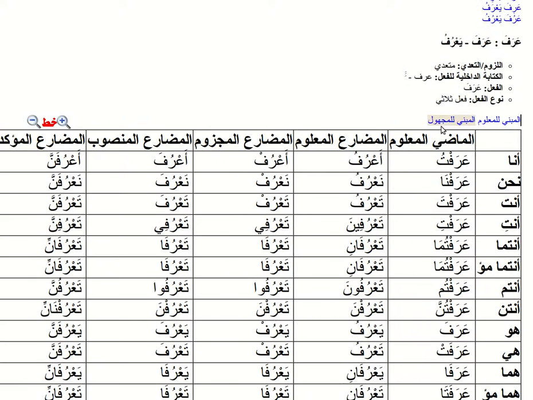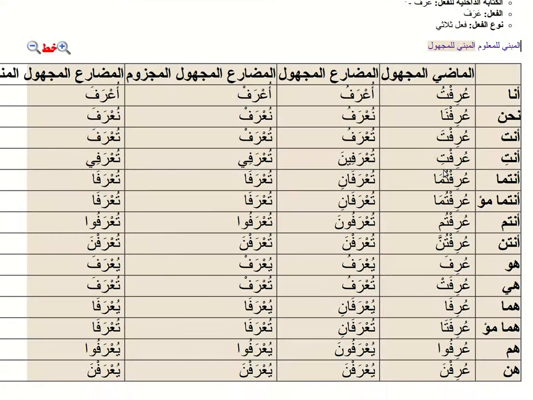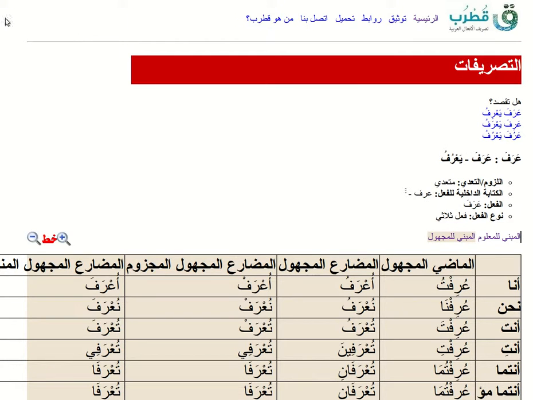You have also المضارع المبني للمجهول, the passive. So if I click on it, I will have عرف, أعرف. So this is المضارع المبني, the tenses in the passive form. And let's go to الماضي.